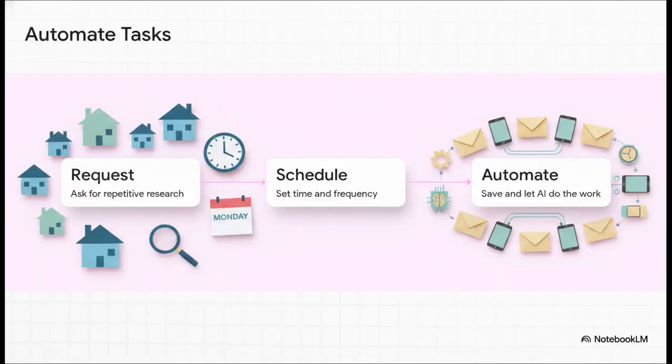You can also turn this tool into a tireless mini-agent by scheduling your repetitive tasks. Say you're tracking real estate. Step 1, request research on the current prices of 3 BHK apartments in Bangalore. Step 2, instead of asking it every single week, you just set a time and frequency, like weekly, every Monday at 2 p.m. Step 3, you save and automate. Now, every single Monday, without you lifting a finger, the AI performs the research and shoots you an updated summary message. It takes that busy work completely off your plate.